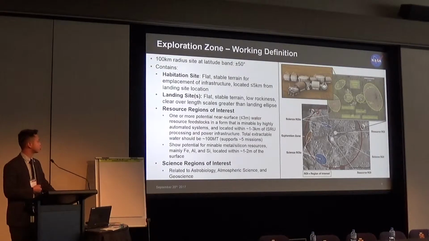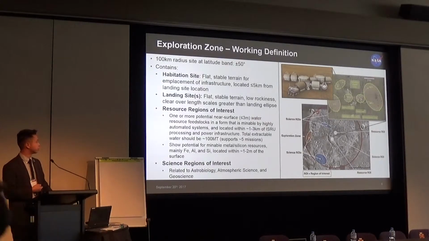Then we're primarily interested in water, and also interested, but not as much as water, in other minor metal and silicon resources. Ideally we wouldn't have to dig too deep to access this water, and it would be somewhat close to our power infrastructure. The working estimate we've been working off of is that it should have enough feedstock so that you can get 100 metric tons of water from that site. The science regions of interest were categorized into astrobiology, atmospheric science, and geoscience.